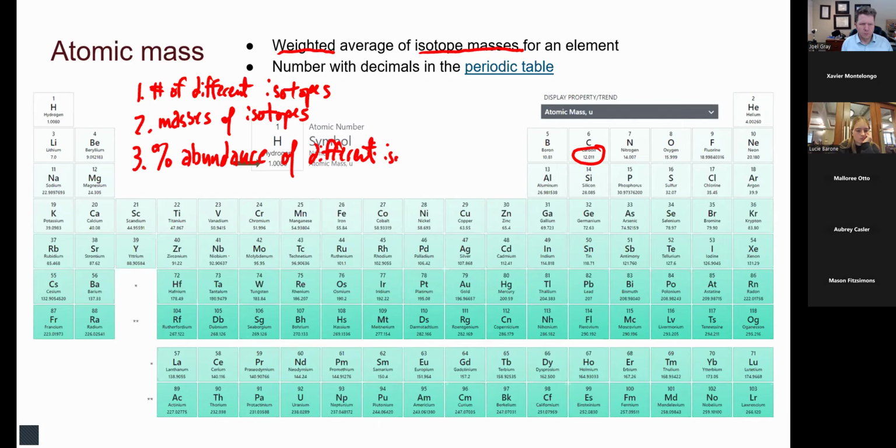Different isotopes. So I think that you guys all... I'll give you an example. Let's say that in your house, and this is really the example that I'm giving, I want you guys to think about the word abundance.